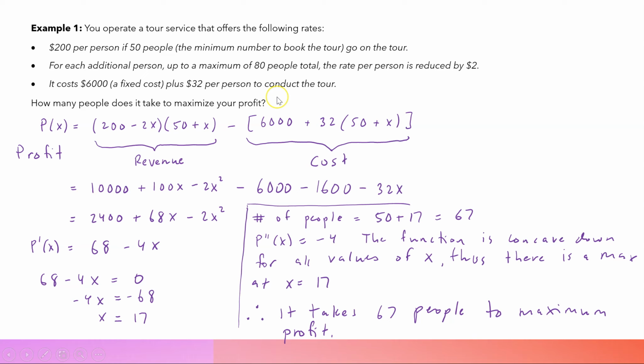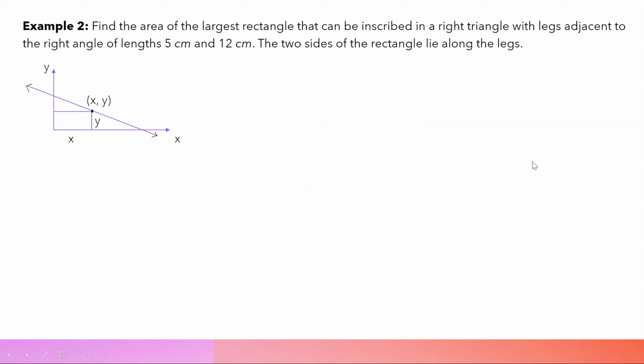So the last thing that you would need to do is answer the question, right? And the question here is, how many people does it take to maximize your profit? So it takes 67 people to maximize the profit in this case. All right, let's now take a look at another problem.